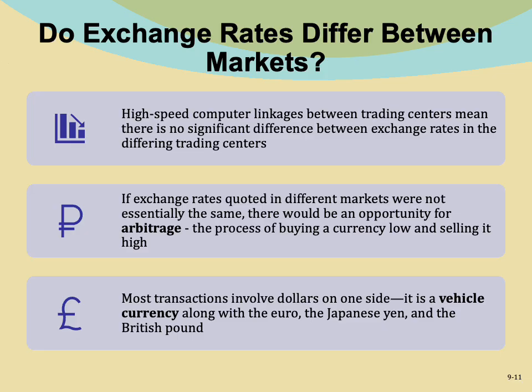Most transactions involve the dollar on one side, and the dollar itself has been mentioned as a vehicle currency along with the euro, Japanese yen, and also British pound because their values are strong and more stable.